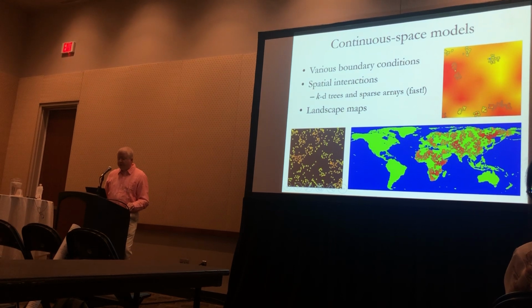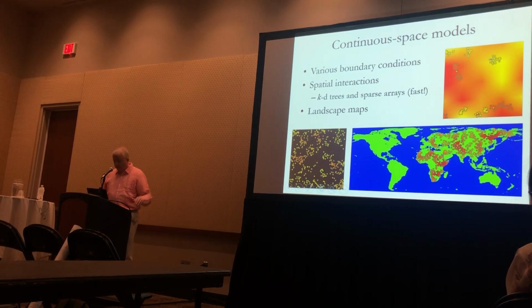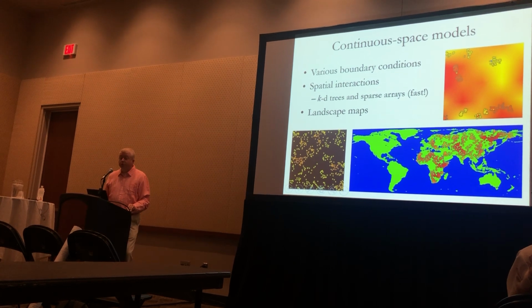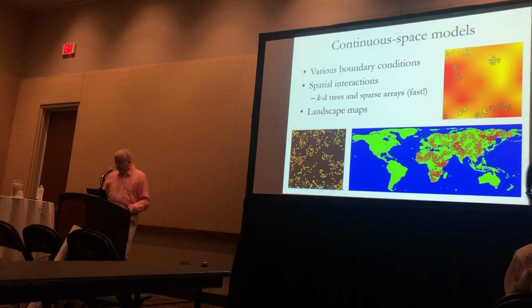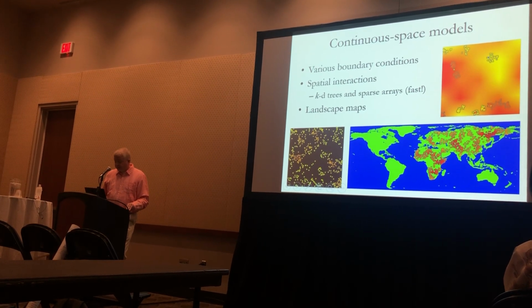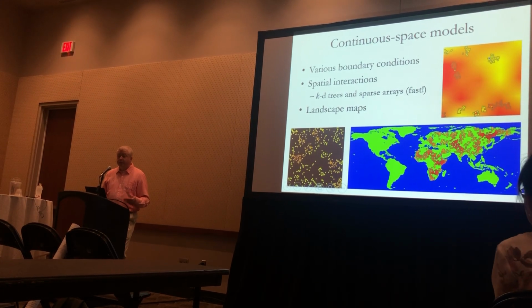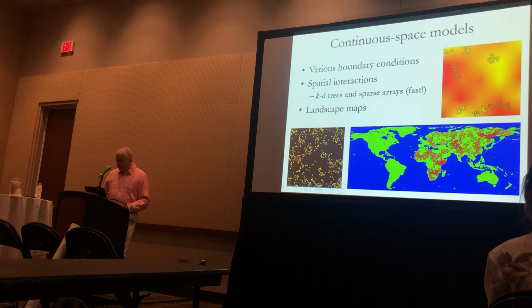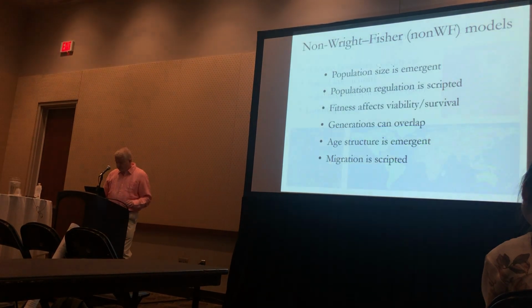You can also define landscape maps, such as the discrete valued map shown at the lower right that divides the world into water and land, or the continuous valued map at upper right that here defines variation in the local environmental variable. You can define multiple landscape maps, and those maps can influence your model's dynamics in any way that you wish, such as by affecting the movement or the survival of individuals.